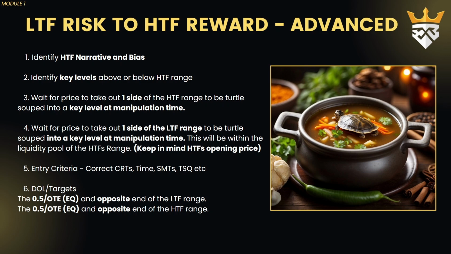Then we just use our entry criteria, which for me is the correct CRTs, the correct time, SMTs, and the sequence. Then we can use our draws on liquidity and targets as the lower time frame range's opposite end of the range, the 50%, the OTE or the equilibrium or the 0.5 of the lower time frame range, or the 0.5 or opposite end of the higher time frame range. Just targeting the lower time frame range, what I'm going to teach you will give you a 3RR minimum. That is plenty to be profitable.